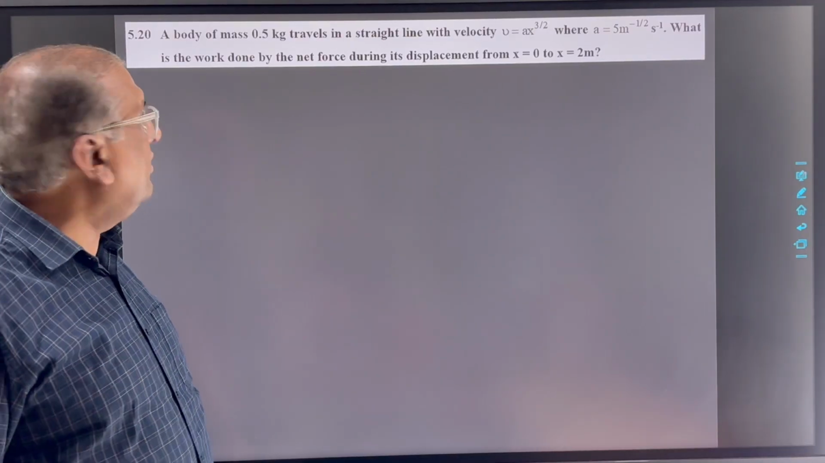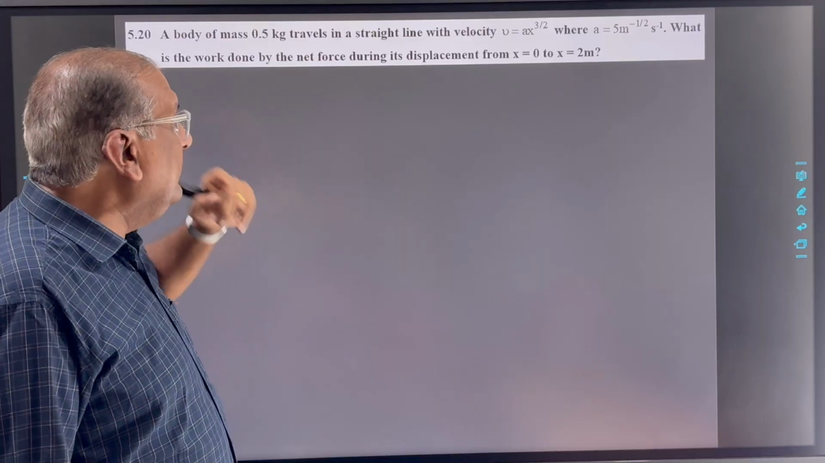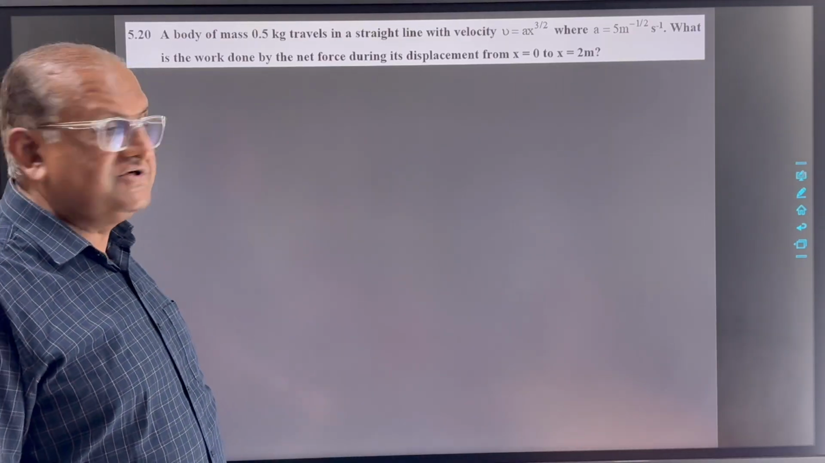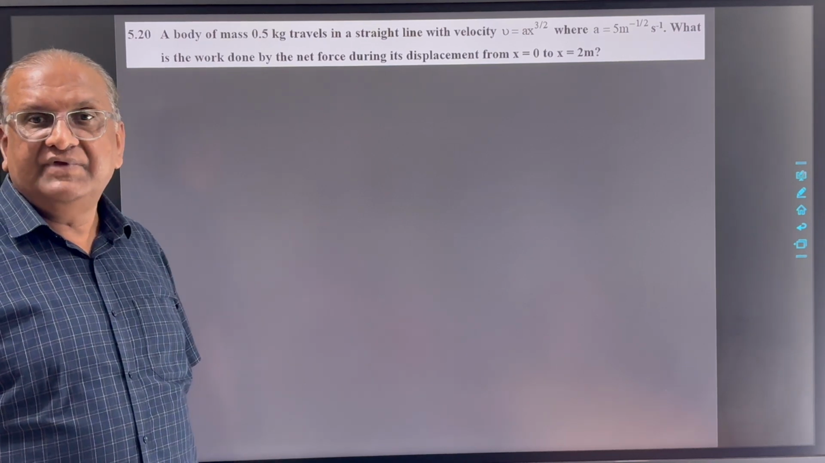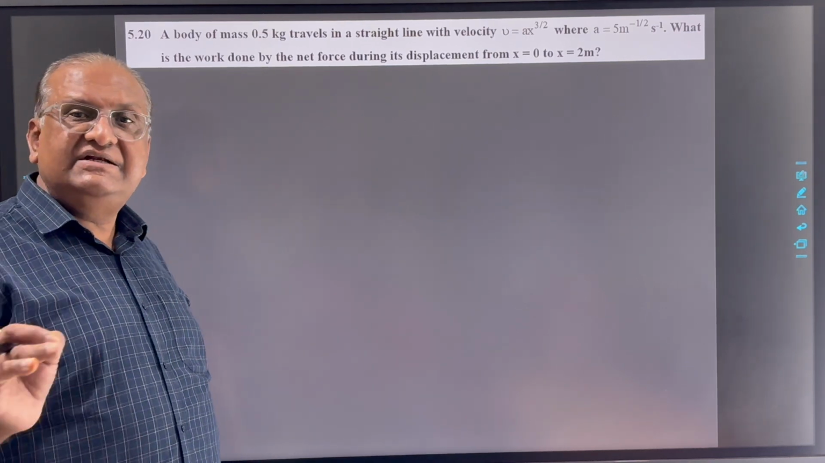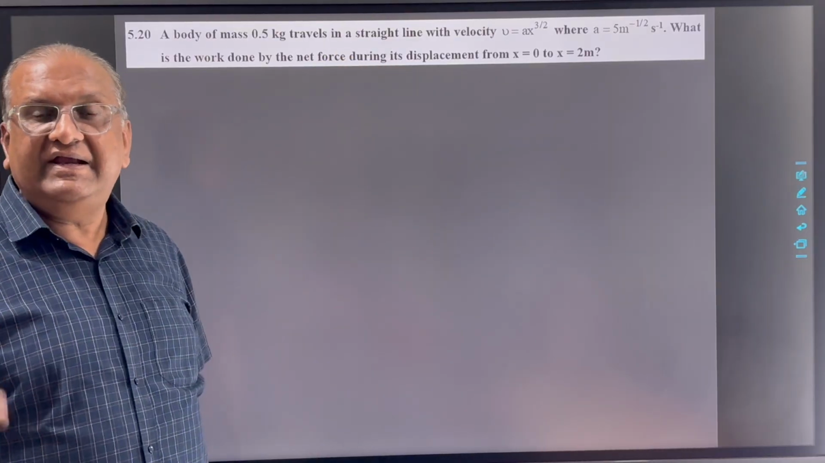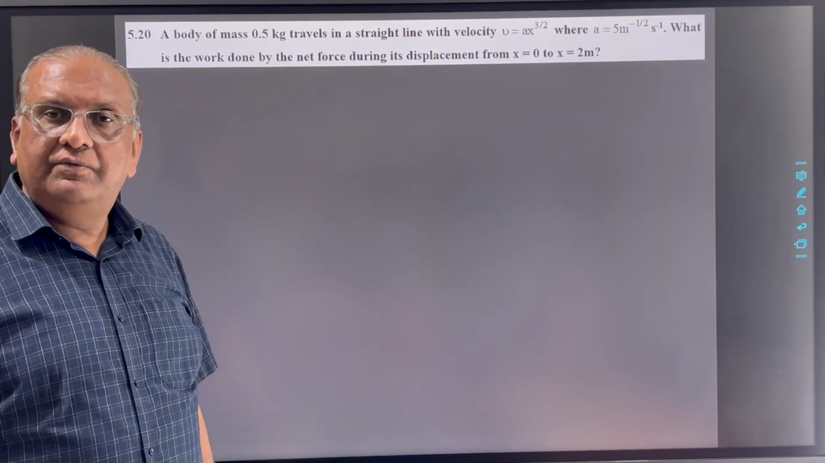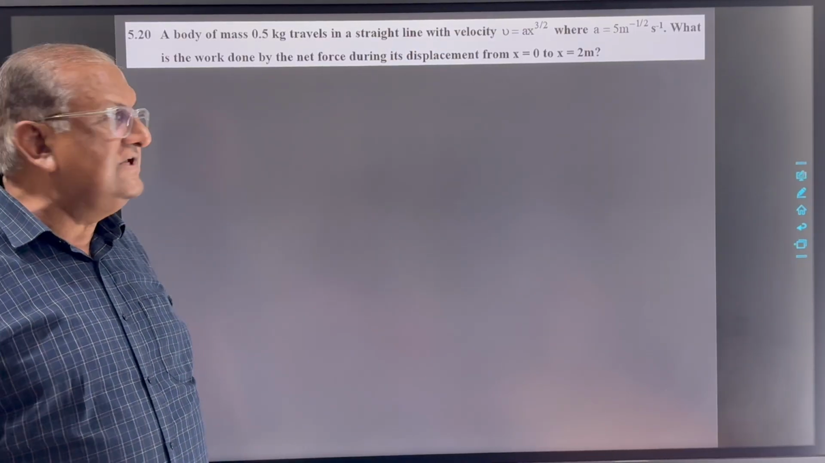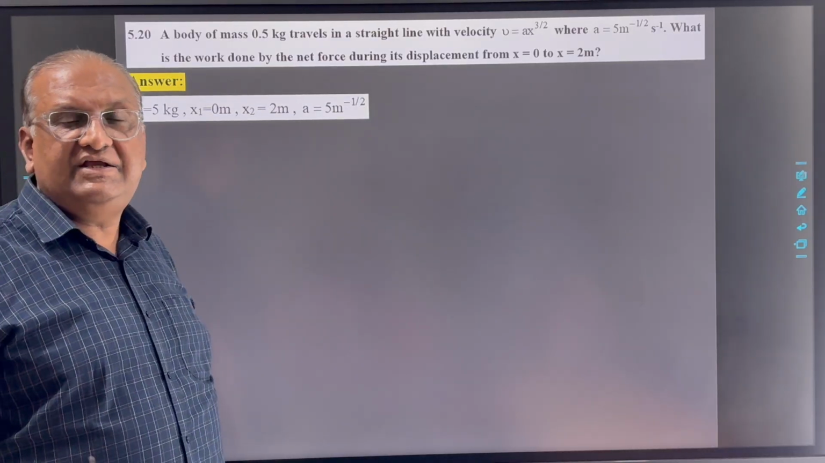So to find out the work done by the net force during its displacement, first of all we have to calculate the net force acting on it. Force is mass into acceleration. So first of all we have to find acceleration. Here velocity is given to you. We know this thing, acceleration is the rate of change of velocity.